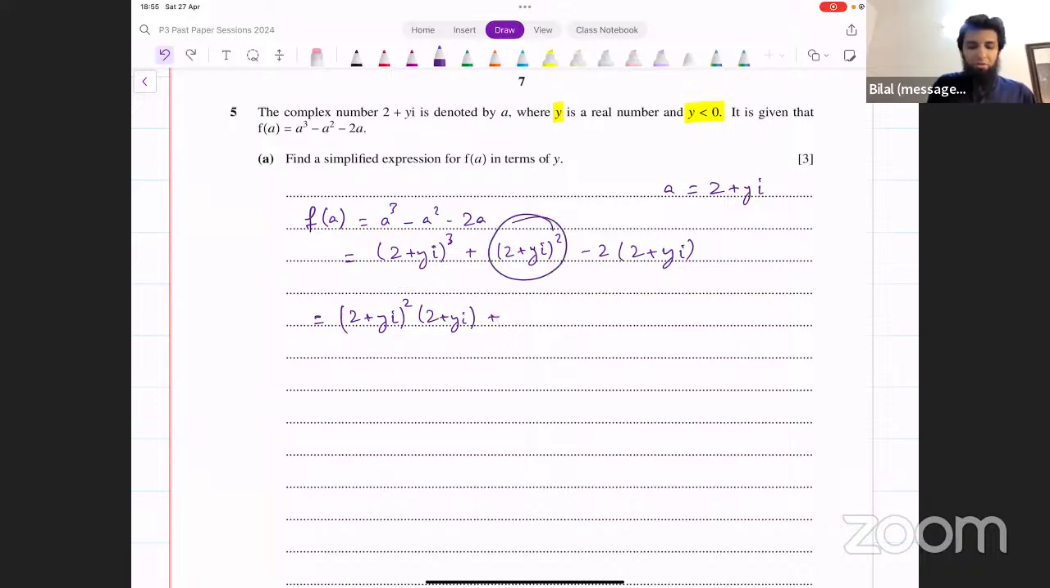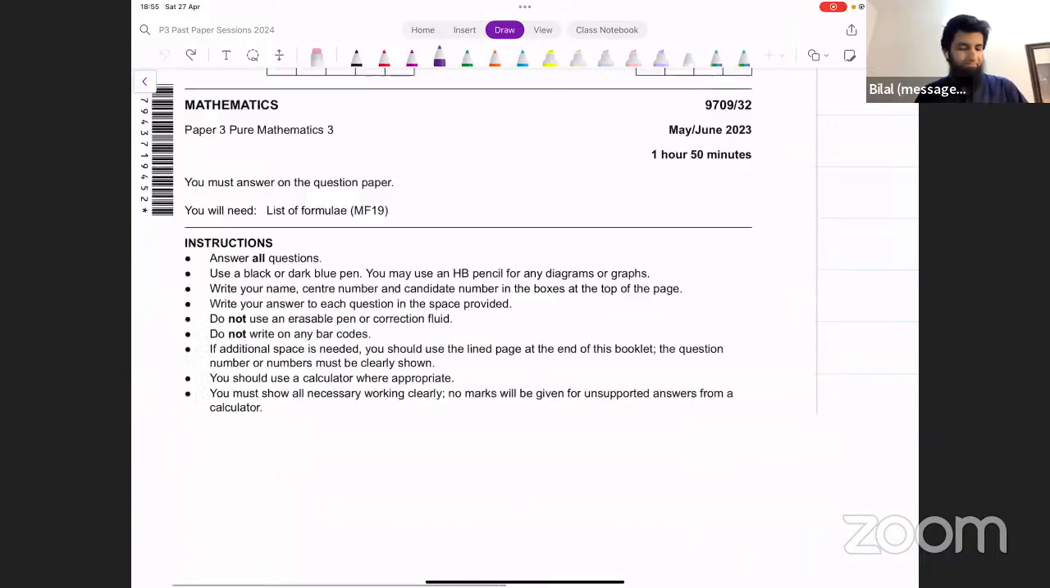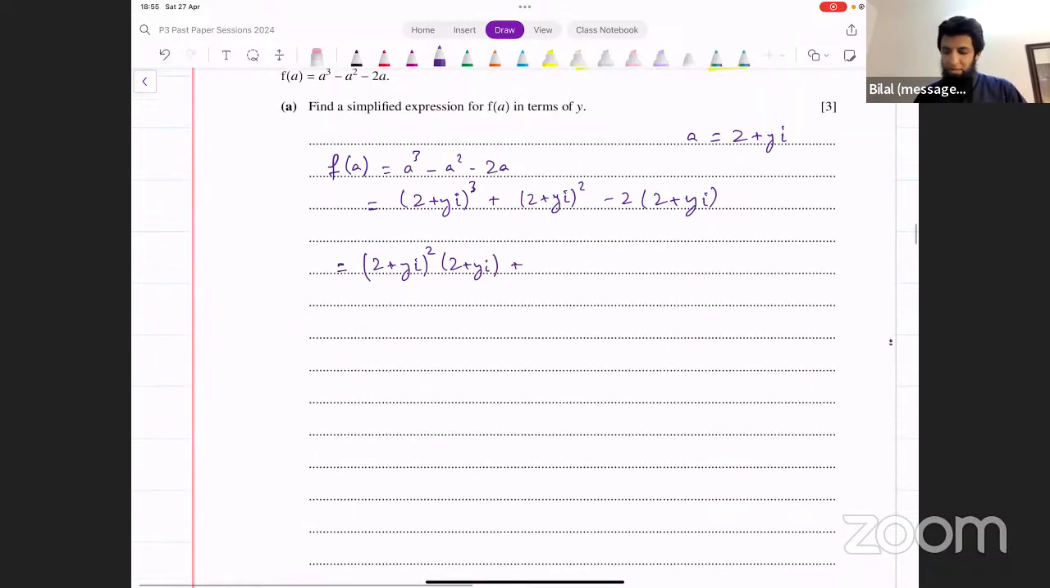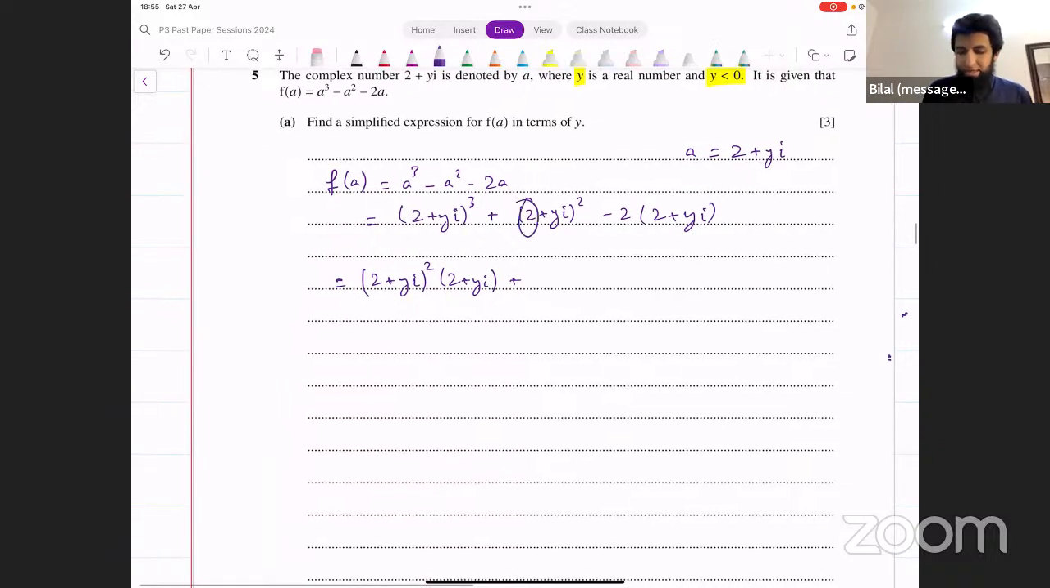2 plus y iota whole squared, that means a plus b whole squared. How do you expand that? A plus b whole squared is a squared plus 2ab plus b squared. Let's expand it like that. A squared, that means 2 squared, that's 4, plus 2 into y iota, that's 4y iota, plus y iota whole squared. What does that become? Y squared iota squared. All right. Then we have minus 2 into 2, that becomes minus 4 minus 2y iota.